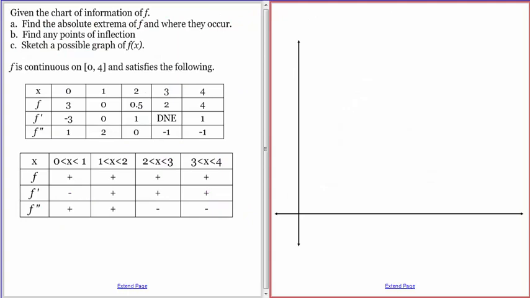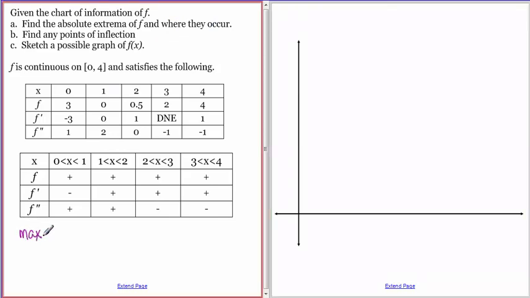Okay, our last example has to do with a chart. So deciphering from the chart the absolute extrema and where they occur, points of inflection, and our graph. Okay, so a max is going to happen when your first derivative changes signs from positive to negative. So do I ever change from positive to negative? I'm looking at the sign of my first derivative. I have none.